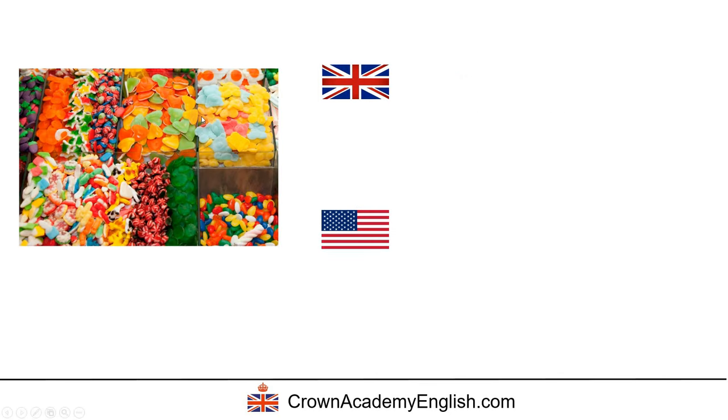Okay, so this is the favourite food, I think, of children all over the world. And in British English, we call them sweets. And it is countable. In British English, it is always countable. In American English, they call this candy. And sometimes it's countable, sometimes it is uncountable.